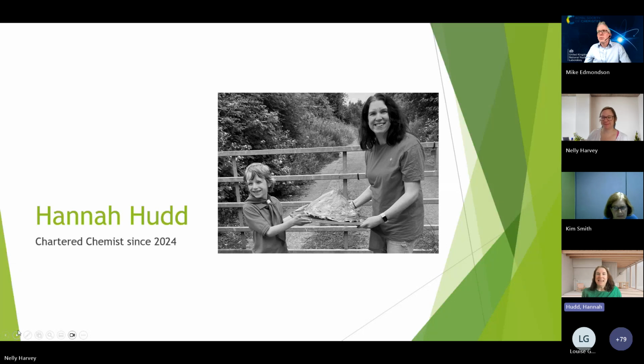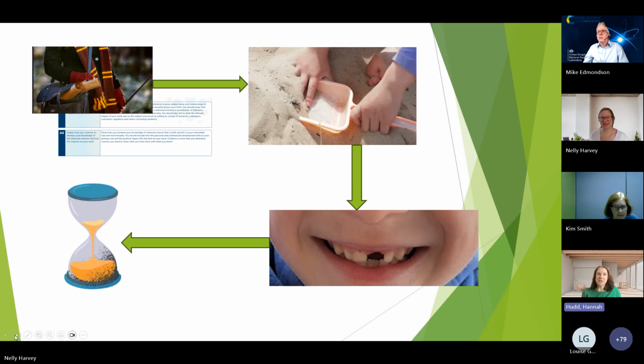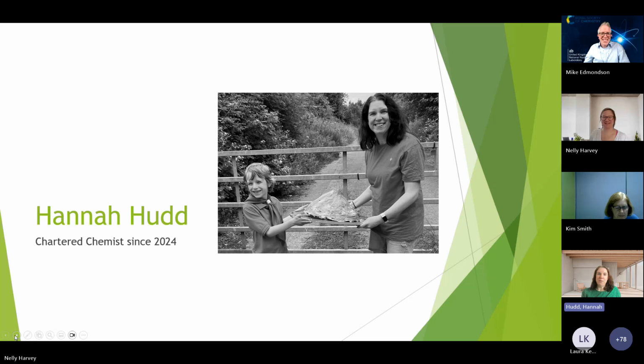But then coincidentally, a few months later, my manager at work recommended that I look at becoming a chartered chemist. It would help with my career progression and also just to get recognition of that expertise within chemistry. So I did apply and I did my application. And then, as you can see there, last year I did become a chartered chemist. And this was a picture of me with my son, just doing one of the attributes, but I'll come back to that later.